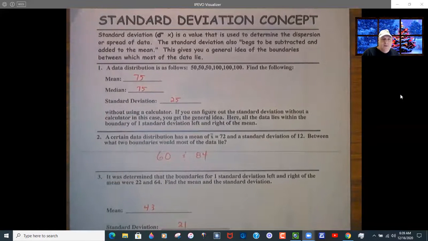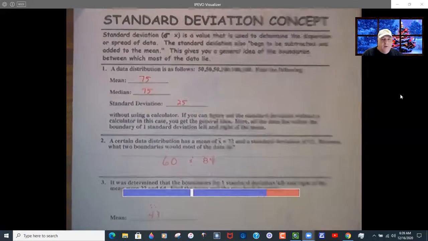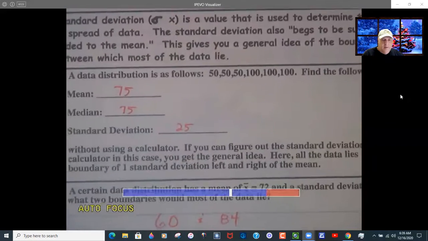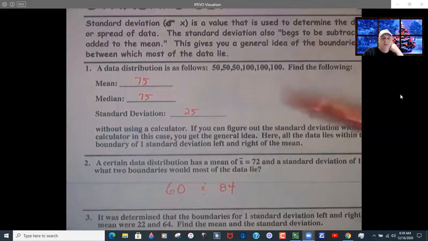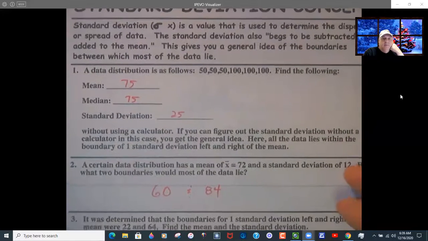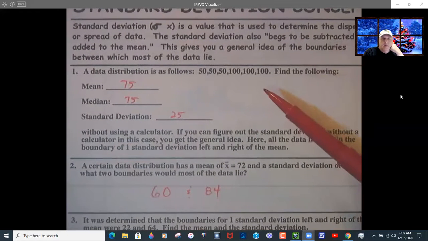Standard deviation is the typical deviation from the mean. So if we look at this data set, and this is all I want to talk about is this main one here. So the mean is 75. You can see that without doing anything. And the standard deviation exists to be added and subtracted from the mean a number of times.